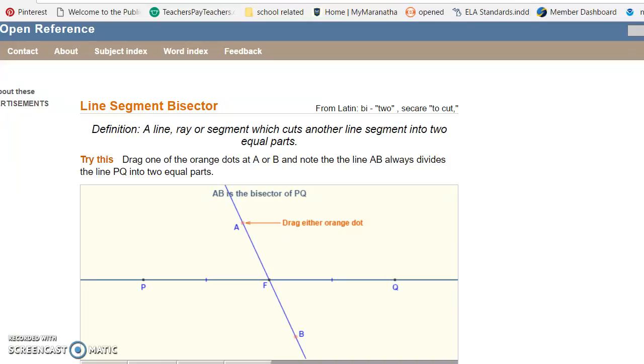So here's the website, and you see that it gives you the definition of a line segment bisector, but you also can click here and drag the orange dot, and that will allow you to simply see how bisectors can operate. They always divide the line into two equal parts, but they can run perpendicular or not perpendicular.